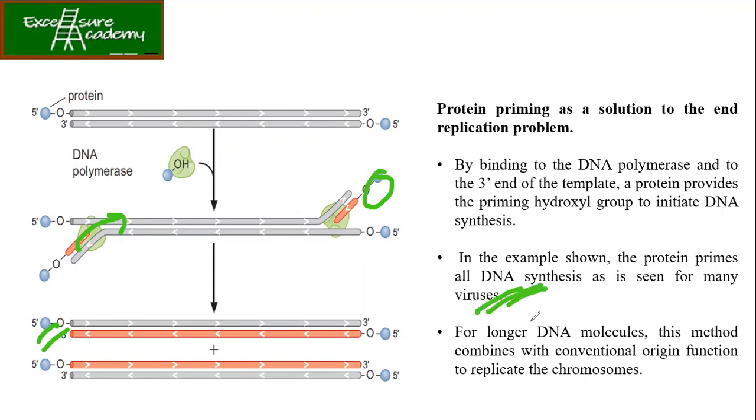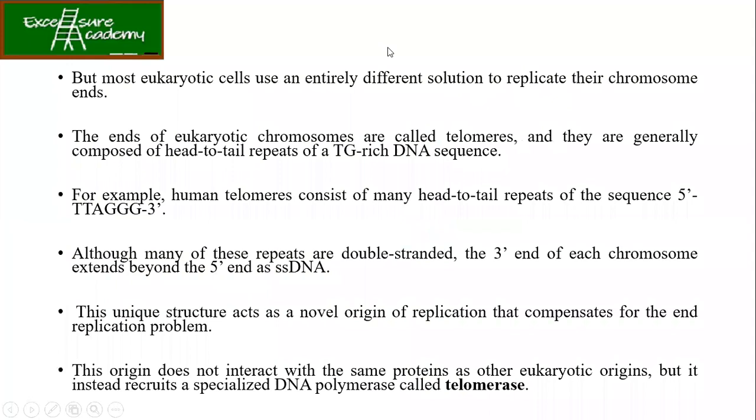of the viruses. For longer DNA molecules, this method combines with conventional origin function to replicate the chromosome. Okay. So this is the one method by which the end replication problem can be solved. Now let's talk about the second case.